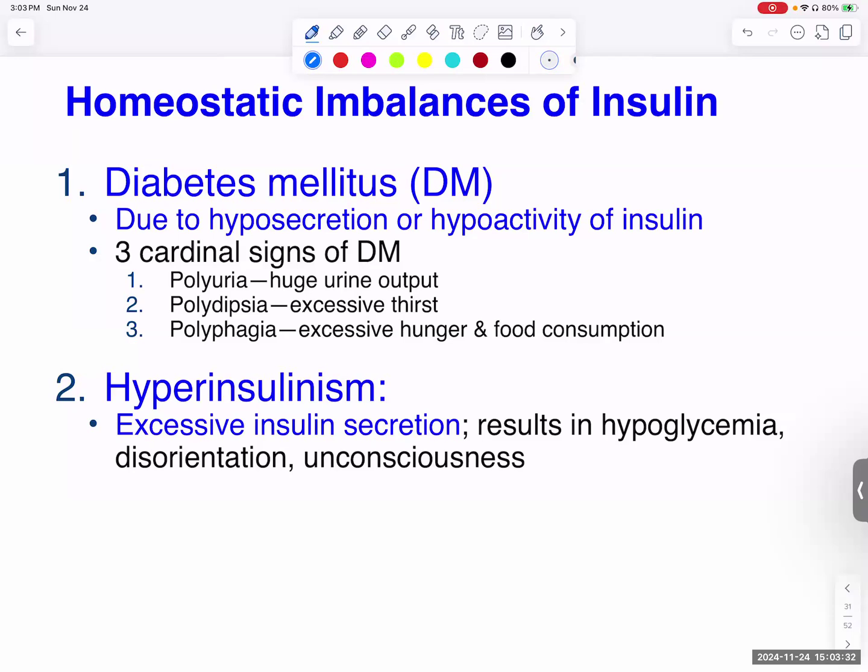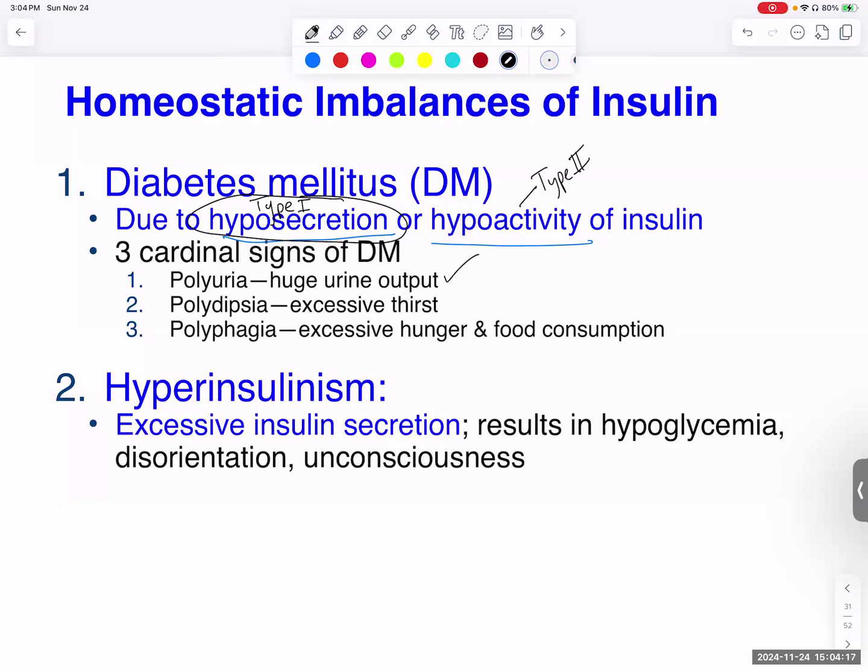When there is a homeostatic imbalance of blood glucose levels, it's diabetes mellitus. And so you can have too much secretion, or you can have hypoactivity, like we talked about in the beginning. So this would be type 2. I can't think of the term right now, but hyposecretion is type 1 and hypoactivity is type 2.